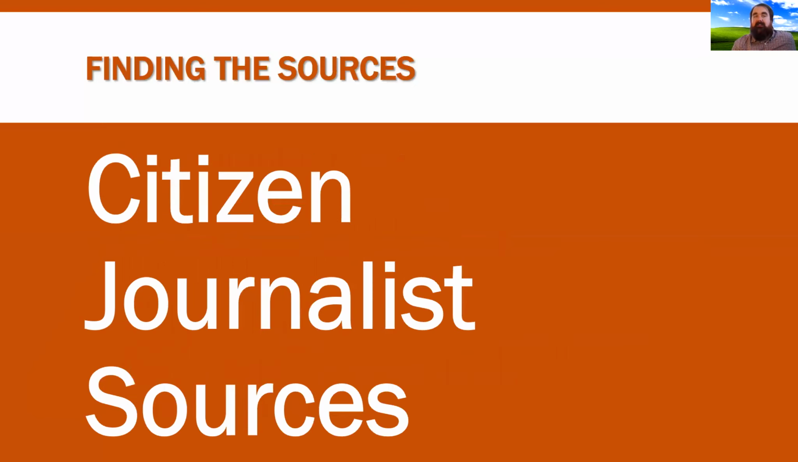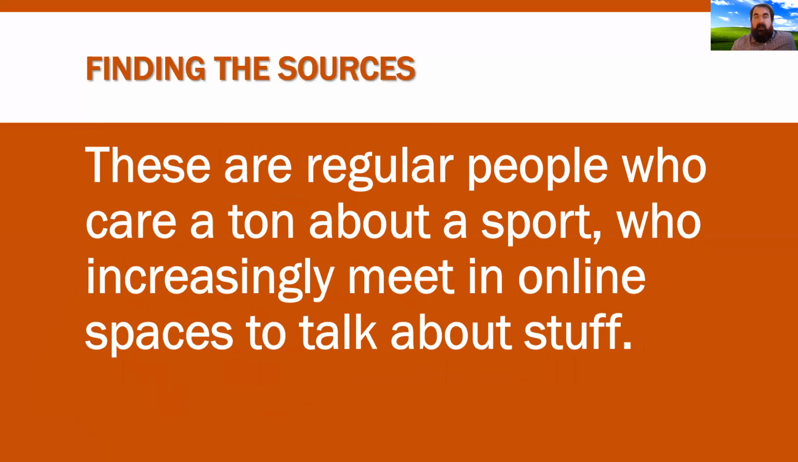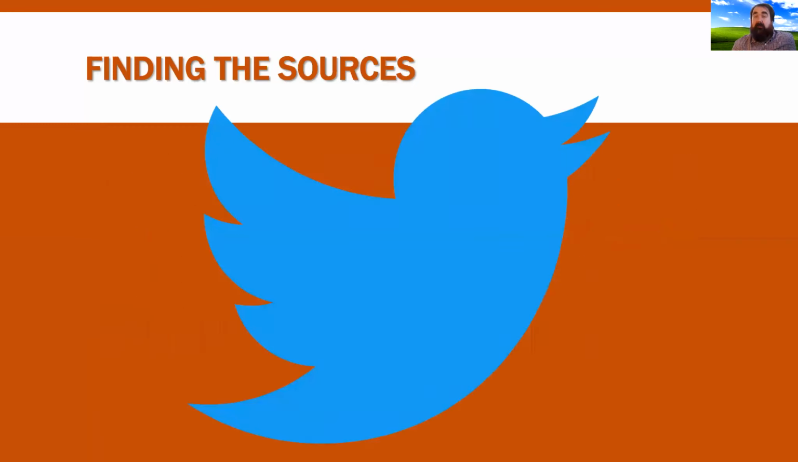And last but not least, we have our citizen journalist sources, which are an increasingly important part of sports reporting in the modern age. These are regular people who care a lot about a sport. A lot of them are super fans. They're people who are paying very close attention to a certain team or a certain sport, and increasingly have spaces online where they can talk about things that they are discovering. Twitter is kind of the main and most obvious source, and there are tons of examples of sports stories that have been launched because of something somebody said on Twitter.